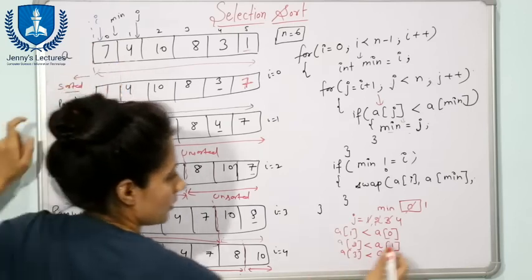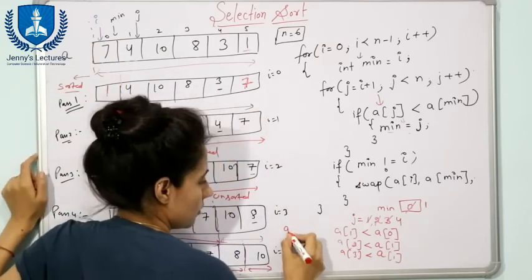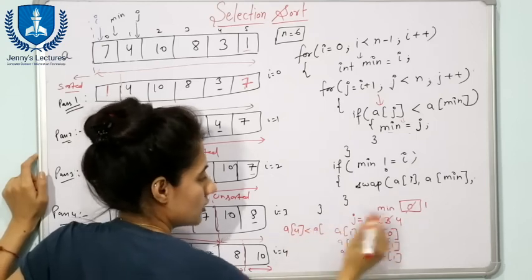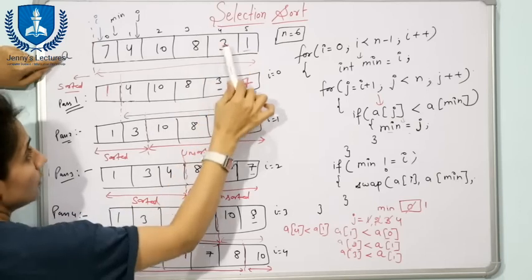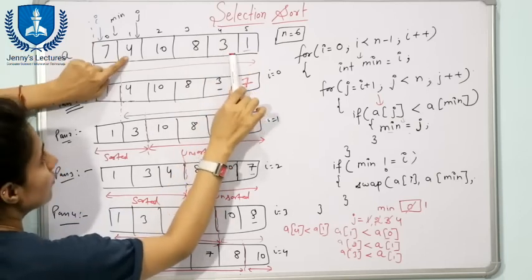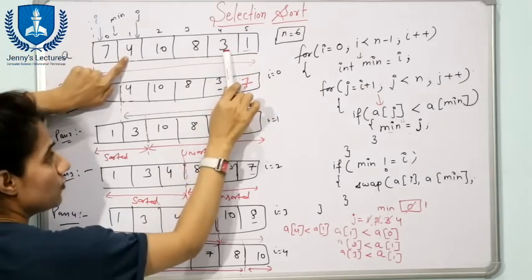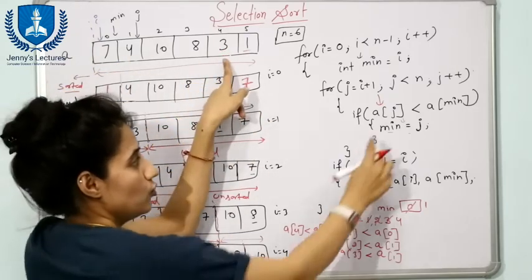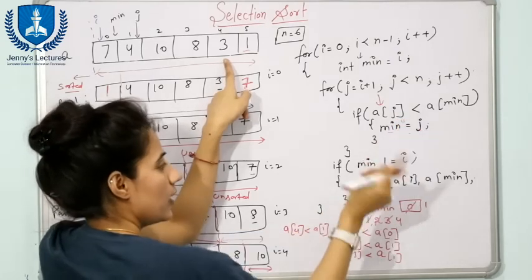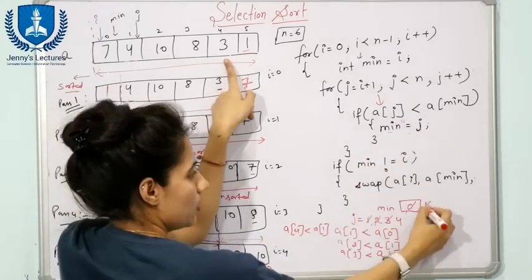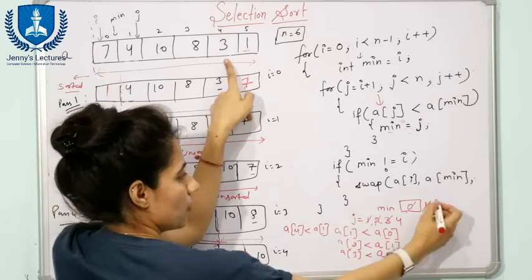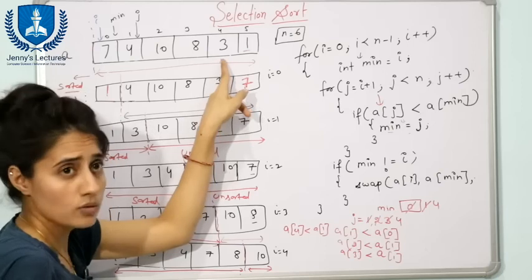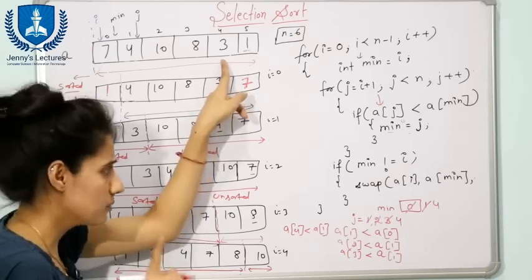Okay, now check a of 4 less than a of min value, which is still 1. a of 4 is 3 and a of 1 is 4. 3 less than 4, yes, this condition is true. Now we will enter into this loop, and now min is equal to j. Now min value would be updated, and j value is 4. Now min value is 4. Okay, now here we have that min pointer.